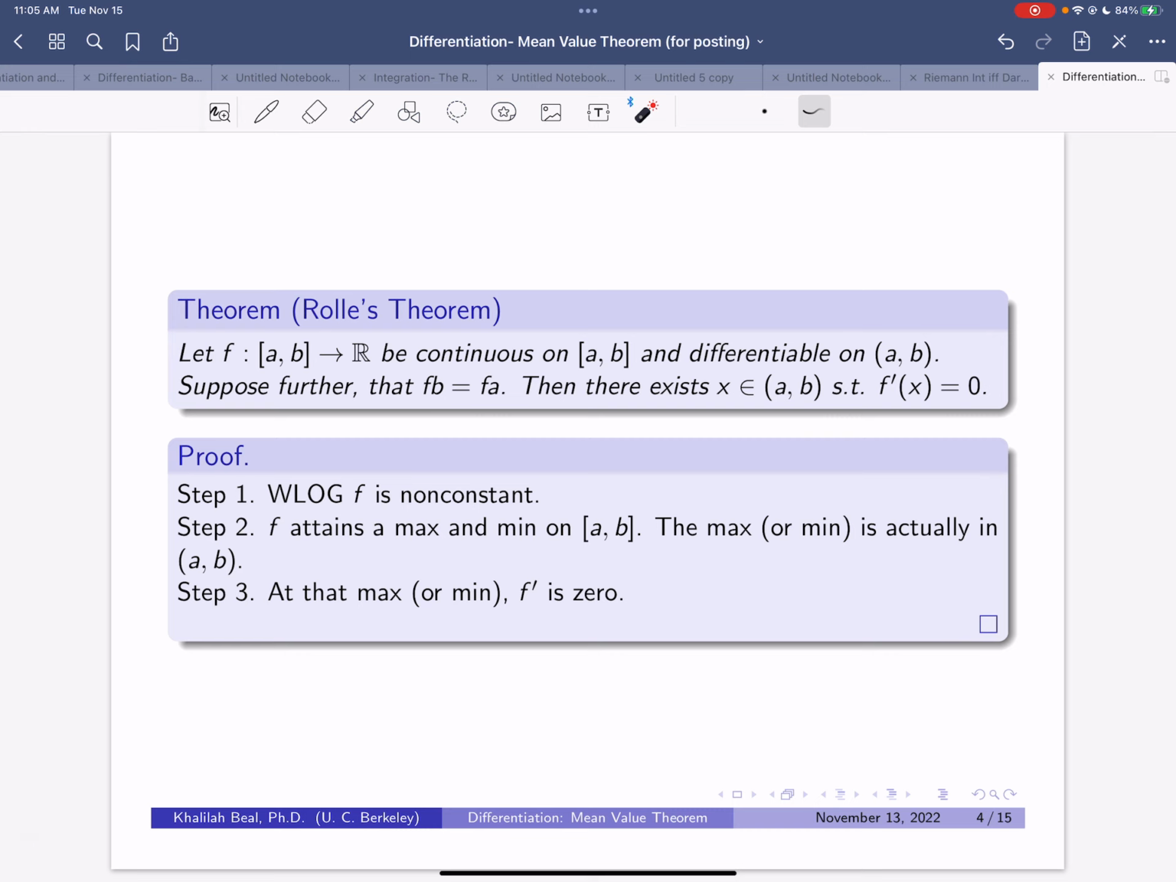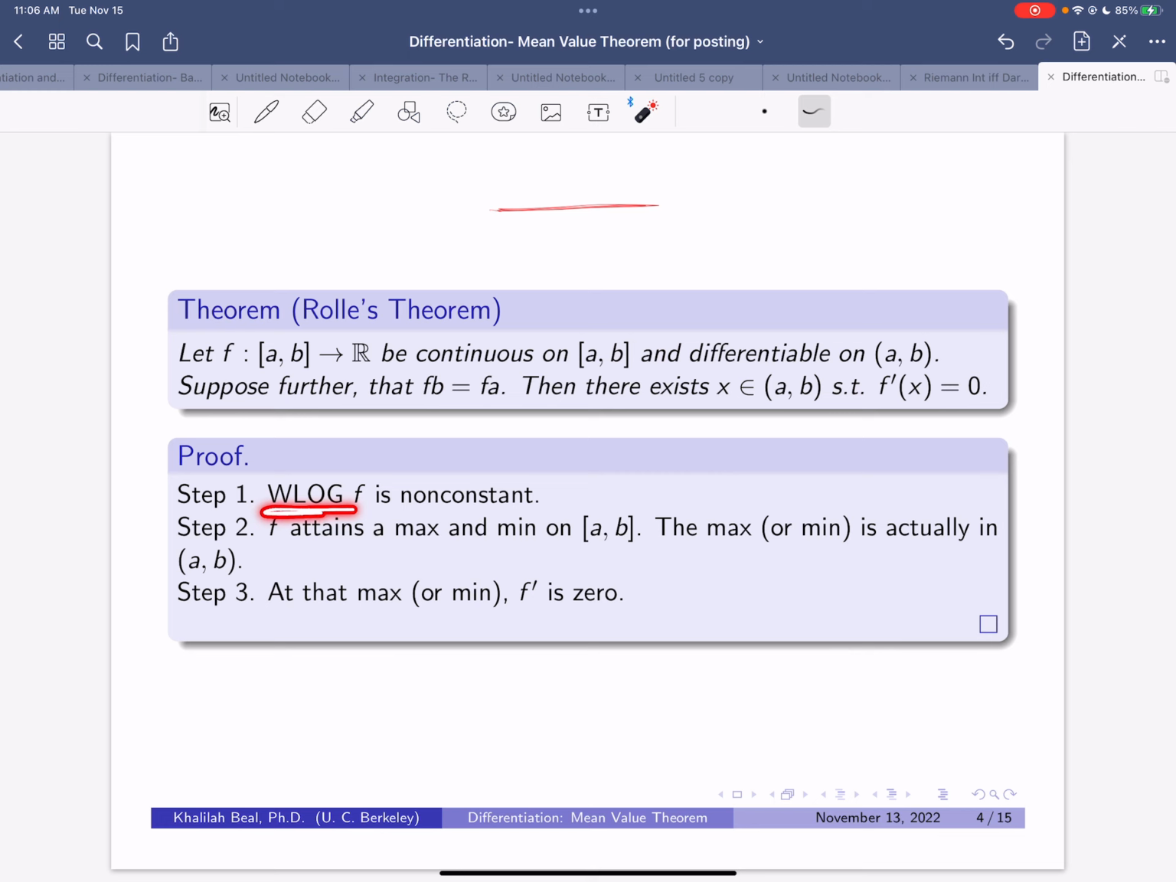First thing, this is just an overview or summary of the proof of Rolle's theorem. We're going to say, without loss of generality, f is non-constant. Why can we assume that? If f is constant, then certainly there's a point where f prime is equal to 0, because f prime is going to be equal to 0 at every point. If the function is constant, then the derivative is equal to 0 everywhere, right?